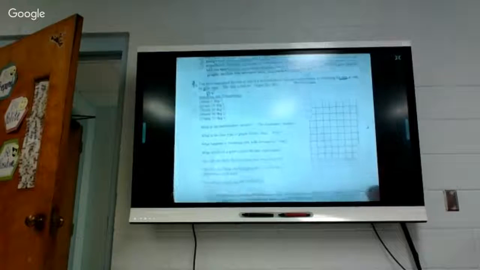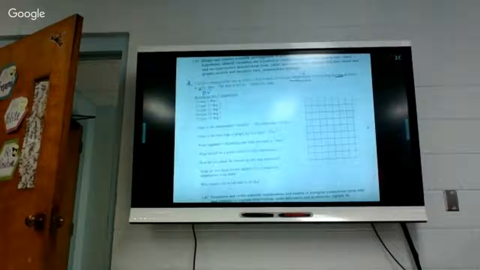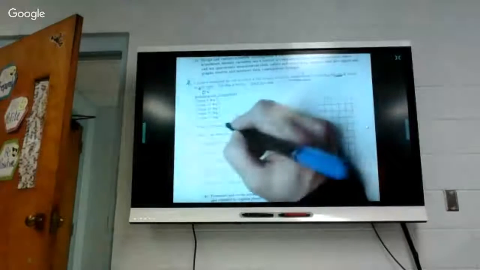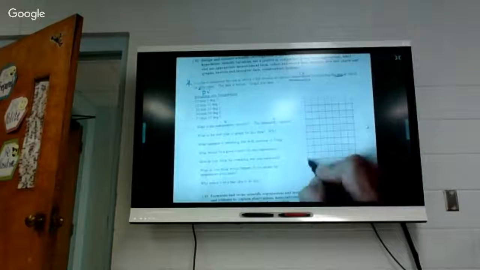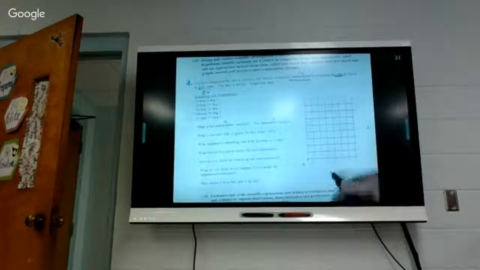So where's temperature going to go, do you think? The IV? No, on the X. It's on the X, always. So independent variable, x-axis. So we're going to put temperature on the X, and then we're going to put this on the Y. So down here, we're going to always label each axis.